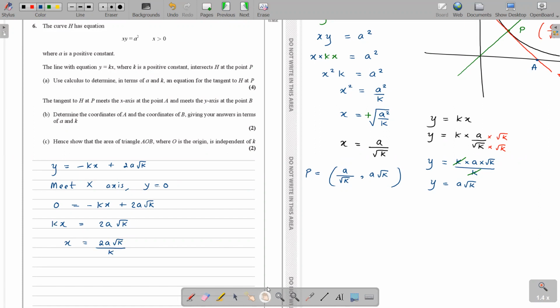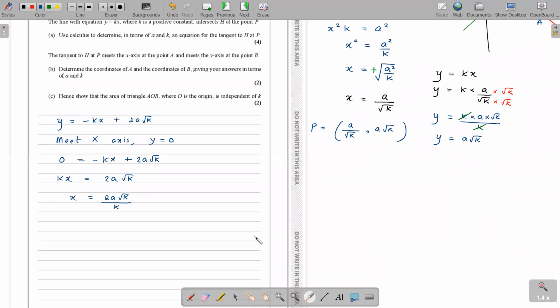So you could leave it like this, or, if you want, just to remind you all, k is root k into root k. Do you agree if I say k is root k into root k? So then here, one root k cancels, and you can write 2a over root k for your x, if you want. That's another way of writing it, or else we could just leave it like this.